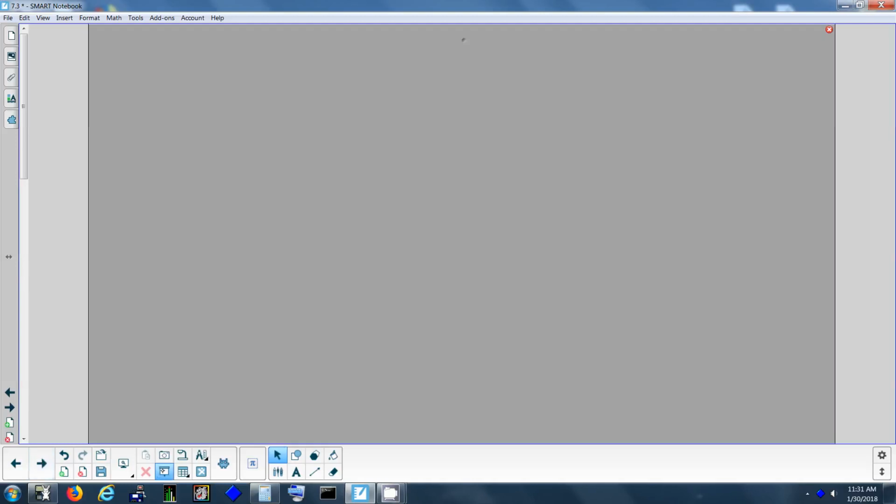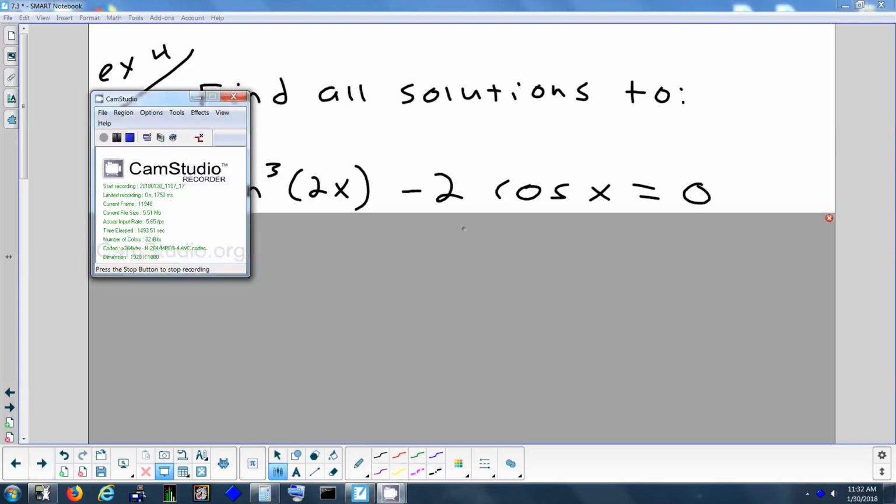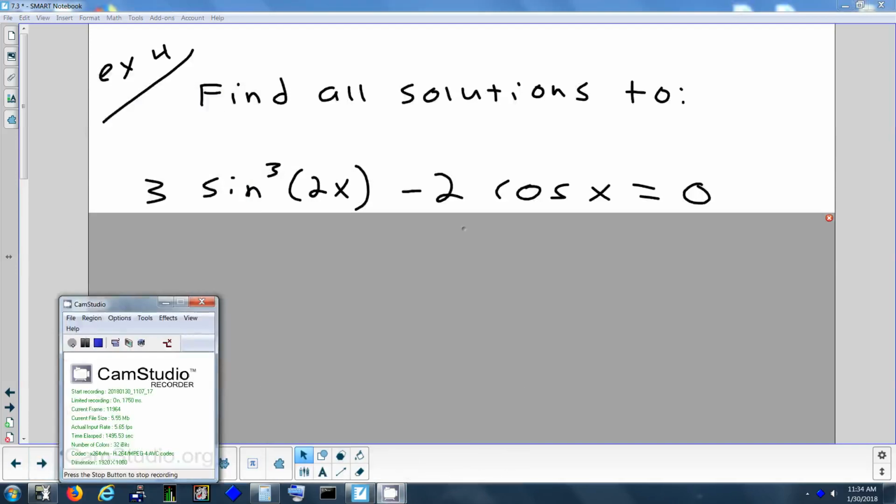All right, so take a second on your own and see if you can figure out the period of sine cubed 2x, period of cosine x, and then find the least common multiple of those 2 numbers. Go ahead. Okay, so sine cubed 2x. Anyone think they got the period for sine cubed 2x? Mina? Pi over 2.